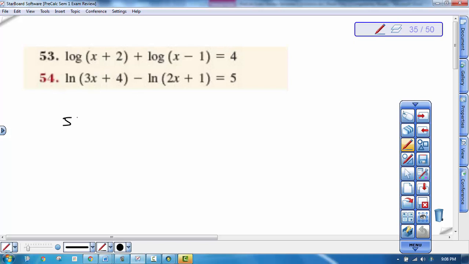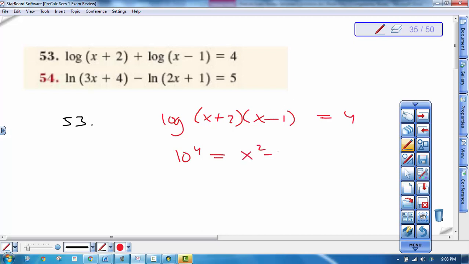53 here, this first one. You can use log properties to simplify because this sum of two logs is really the log of a product, x plus 2 times x minus 1 equals 4. Now you can put it in exponential form, 10 to the 4th equals this right here, which I'm going to FOIL out in one step. x squared minus x plus 2x minus 2. And these add together to be 1x.